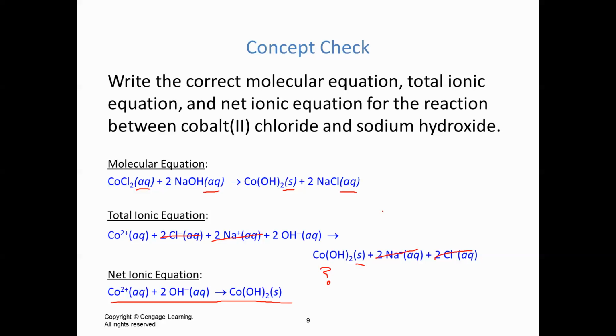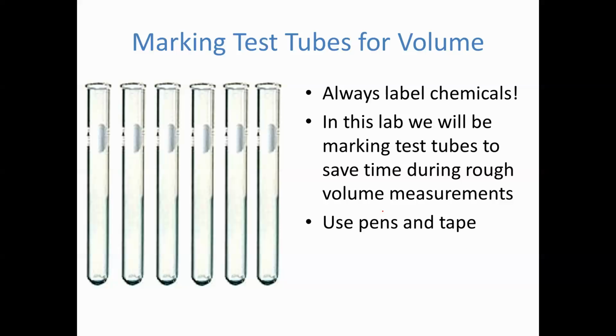Alright, so now that we've talked about some concepts, let's talk about some actual practices we'll be utilizing in this lab. So in this lab, we're going to be measuring out 1 milliliter of a bunch of different things, but the problem is there's no need to waste all that time of measuring and cleaning and measuring and cleaning and measuring and cleaning with your graduated cylinder or whatever other measuring tool you might use. There's a trick we're going to employ to save time here.